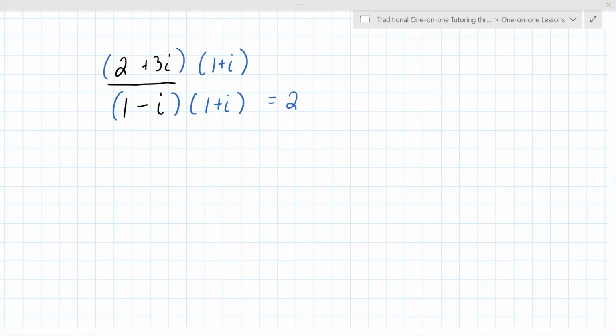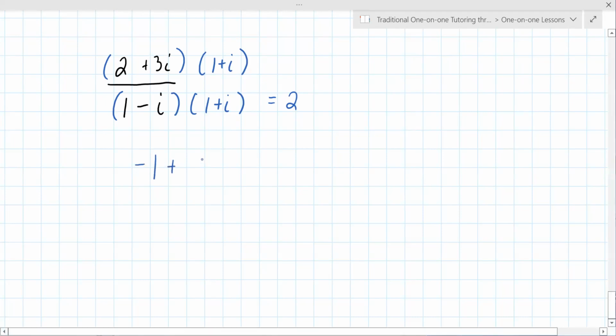-1 plus 5i. You got it? So this one's a little different. It's not both divisible by 2, but most teachers, most textbooks really want you to rewrite it as -1/2 plus 5/2 i, like that.